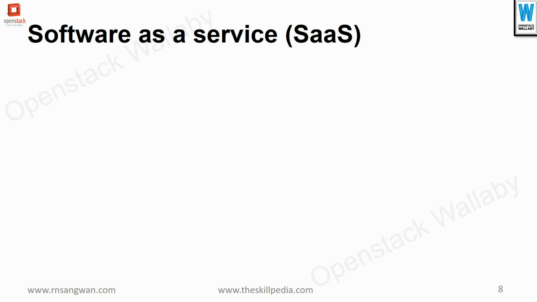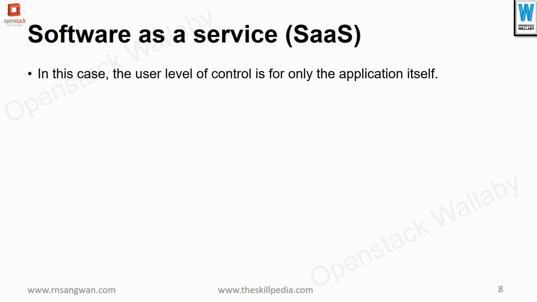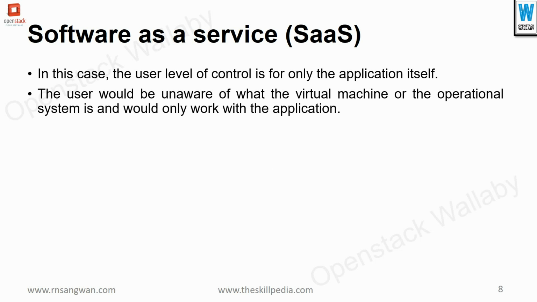Software as a service is quite simple. If you are using Google Docs, Excel sheets, or any other similar service, that is software as a service. In this case, the user level of control is only for the application itself. The user would be unaware of what the virtual machine or the operating system is and would only work with the application. So no access to platform, no access to infrastructure, only the application.